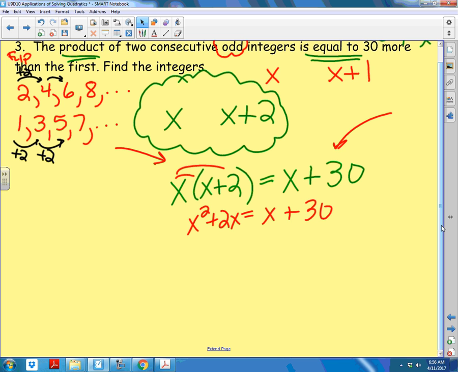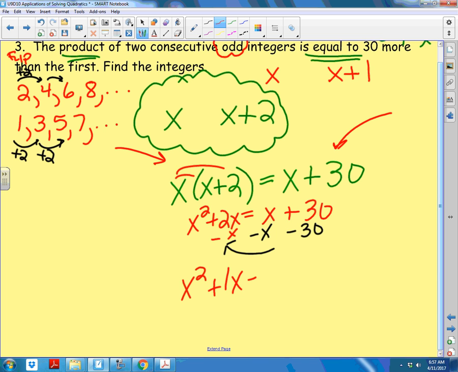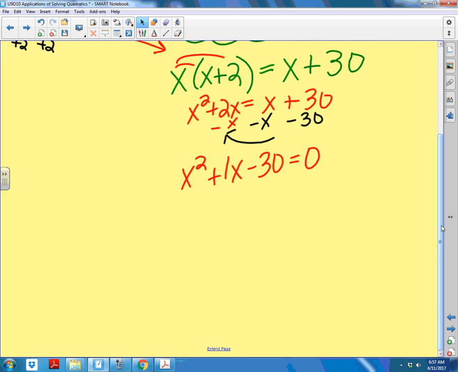Now we want it all equal to 0, so I'm going to subtract x and subtract 30 from this side and move them to the other side, which gives me x squared plus 2x minus x, which is plus 1x, minus 30 equals 0. All I did is move everything over. Now I'm going through the factoring process, looking for two integers that add to get positive 1 and multiply to get negative 30. And we find that those numbers are positive 6 and negative 5. Those two numbers get us what we need.